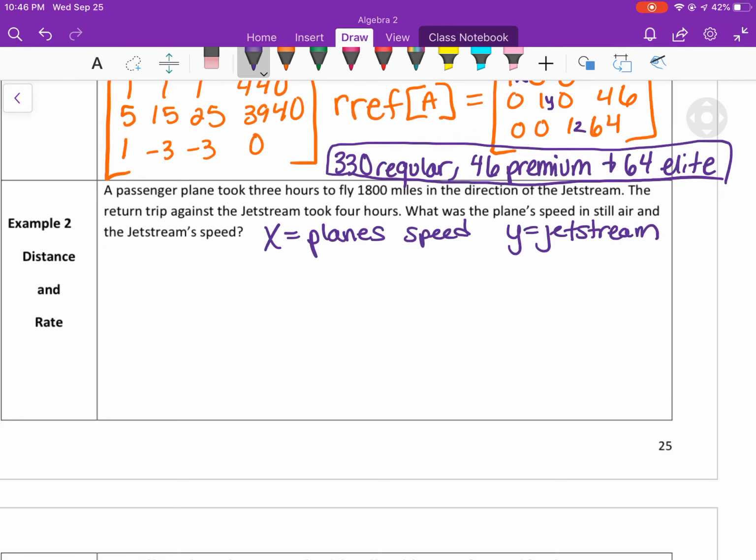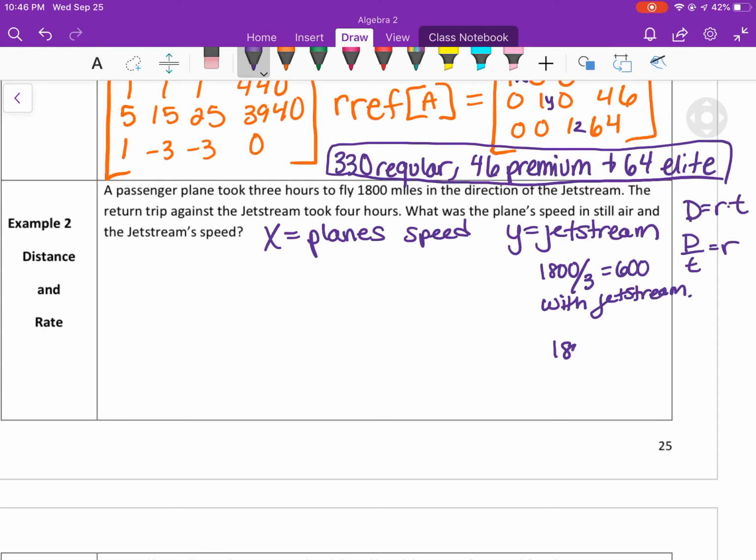I know that distance equals rate times time. If I take the distance and divide it by time, I'm going to get what my rate will equal. So if I take that 1,800 miles divided by 3 hours, I get 600 miles per hour. That's my rate in the direction of the jet stream. So that is with the jet stream.